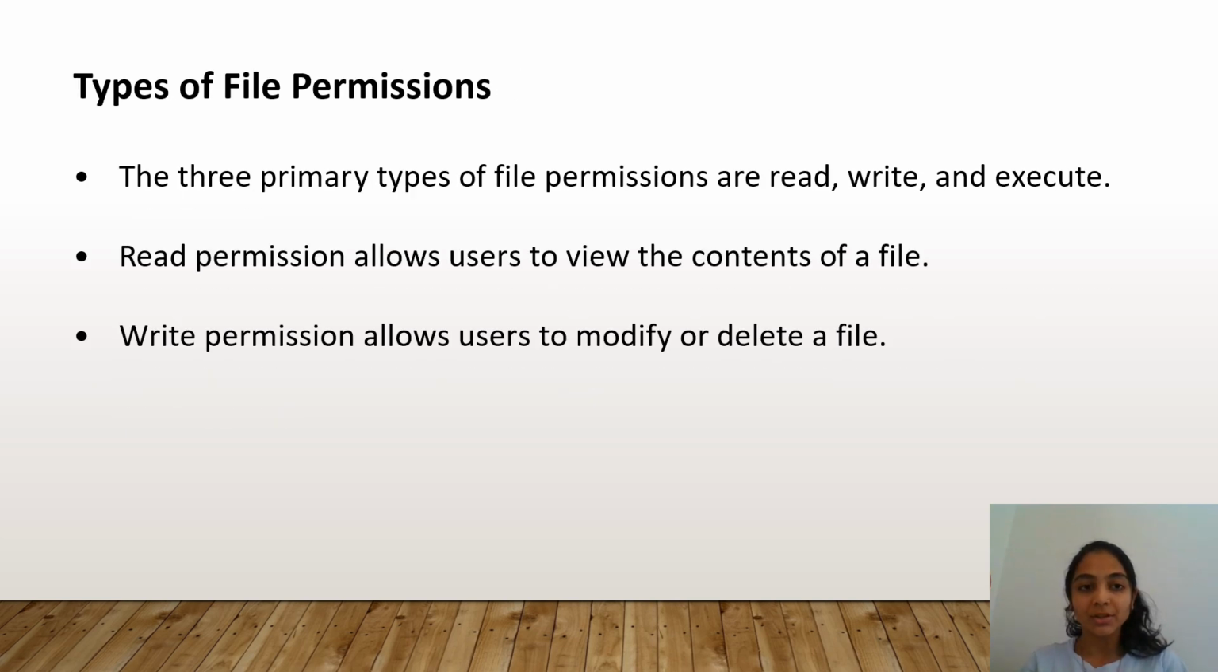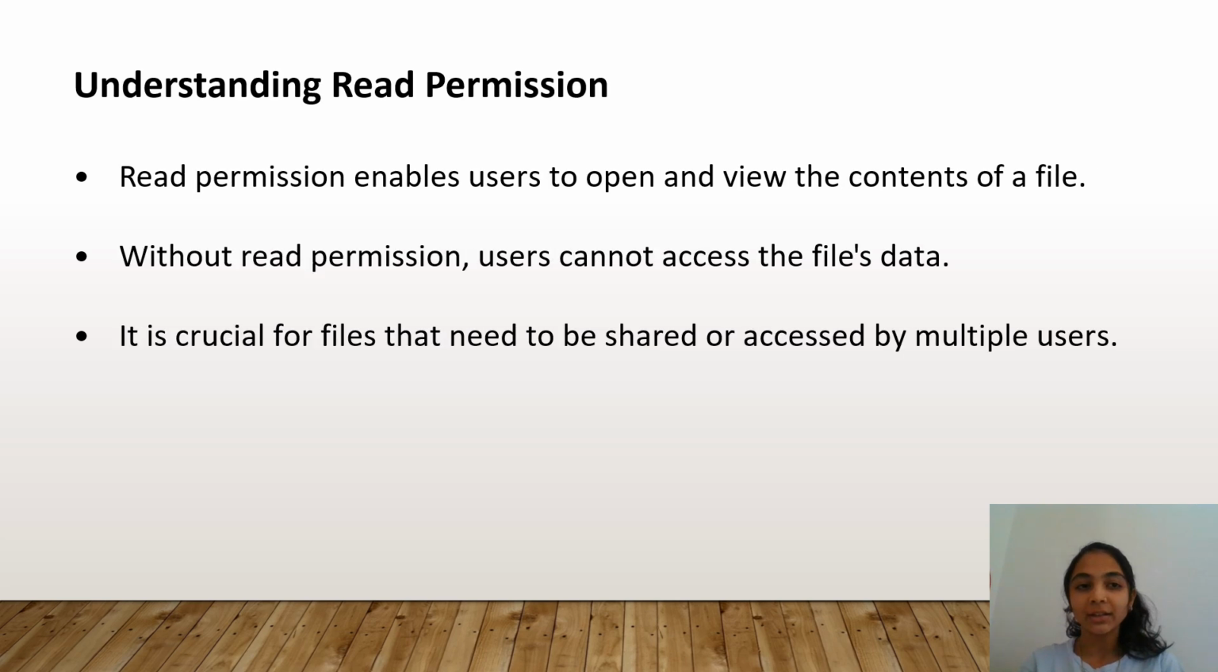Types of file permissions. The three primary types of file permissions are read, write, and execute. Read permission allows users to view the contents of a file. Write permission allows users to modify or delete a file.